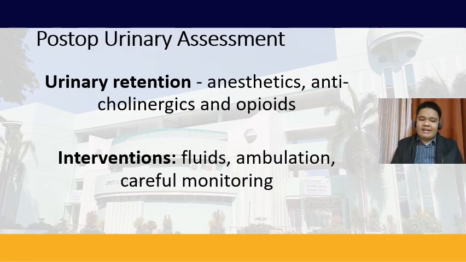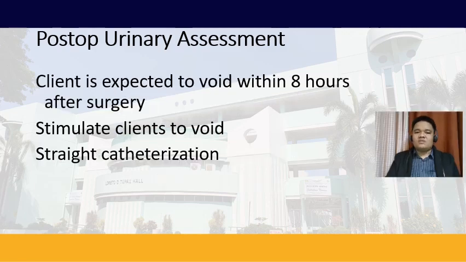In terms of urinary assessment, you need to watch out for the possibility of urinary retention. Your urinary retention, if your patient is not catheterized, will be manifested by your distended bladder. Okay? Your urinary retention is caused by anesthetics, administration of your anticholinergics, and even your opioids. For this patient, your best intervention is still ambulation. And you need to carefully monitor the patient because your distended bladder may have neurologic-related complications. Okay? Other than that, you might need to administer fluids to these patients.